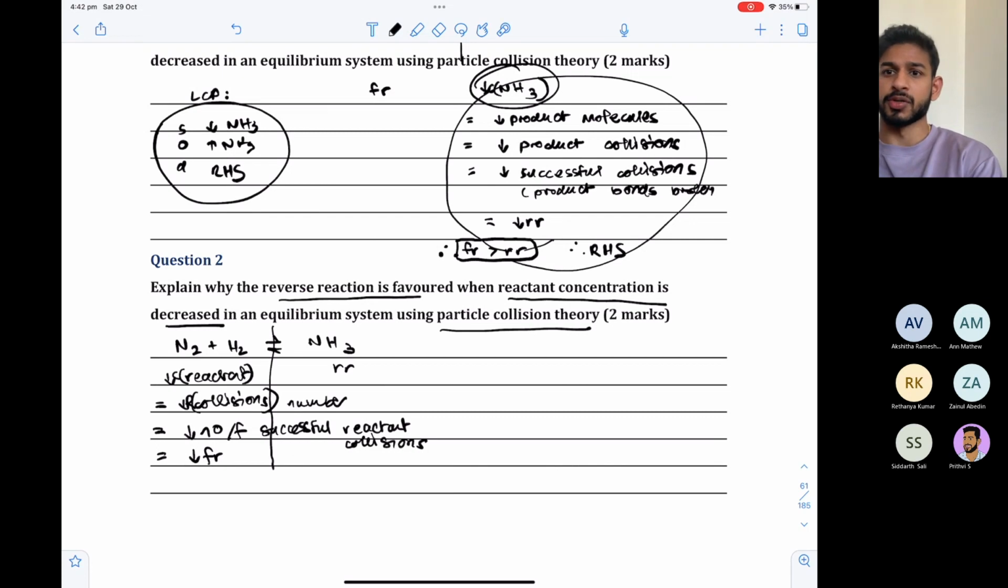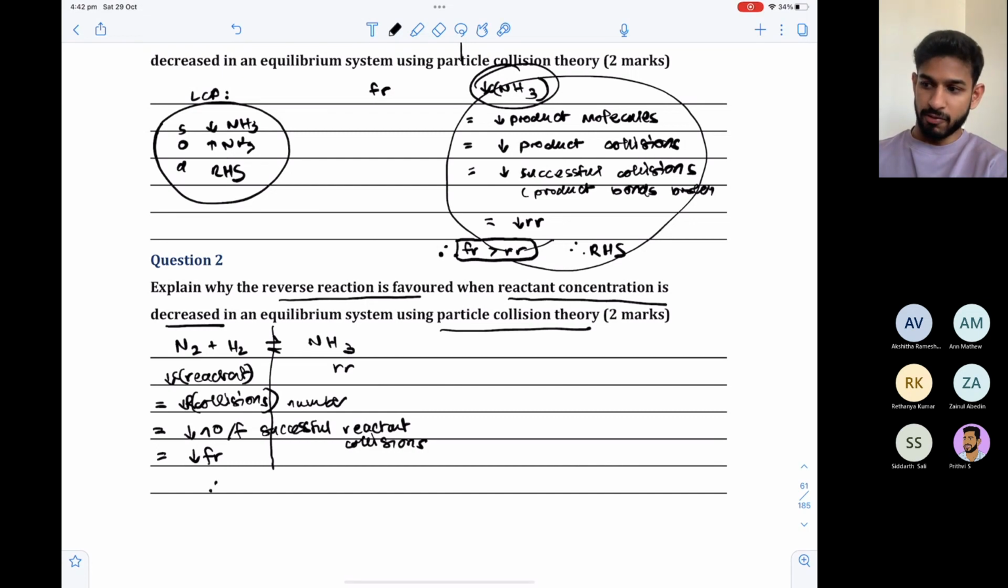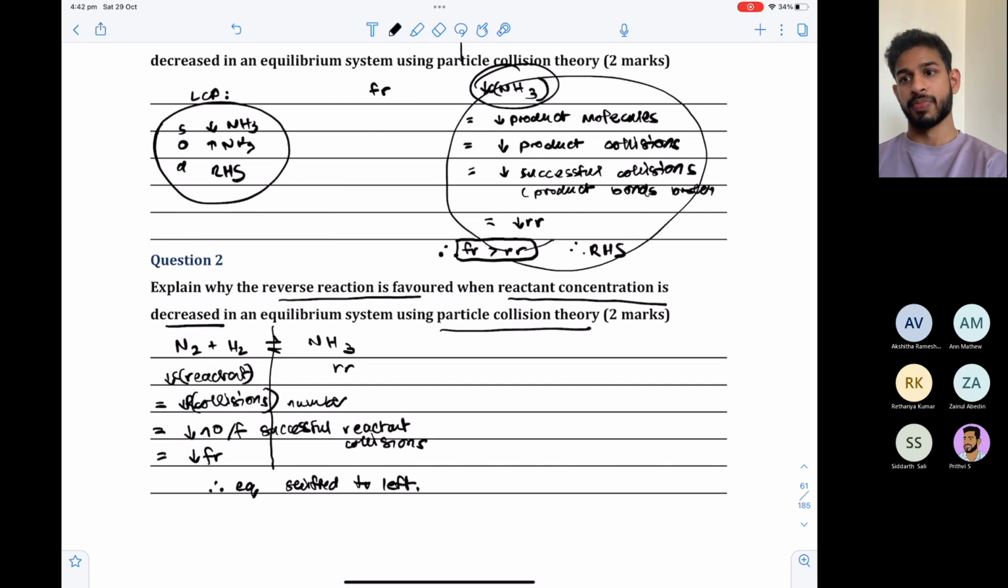Which direction is the equilibrium going to go? Wouldn't it shift to the left? Exactly. If the reverse reaction rate is greater, the products are being shifted into the reactants. It's going to the left. Therefore, you will say, the equilibrium is thus shifted to the left. And that's your explanation. That's it. Anyone have any questions? Akshita, Britannia, Anne, any questions at all?